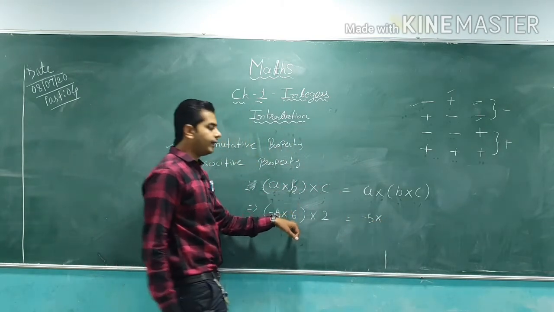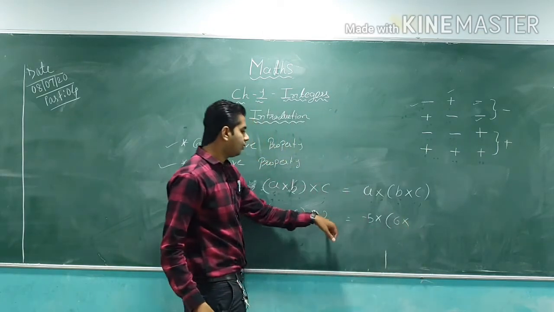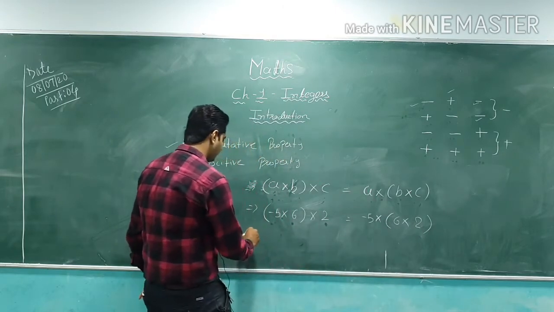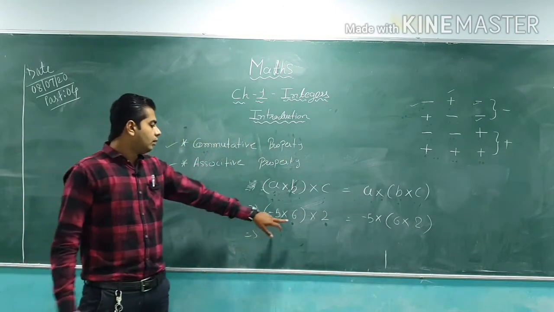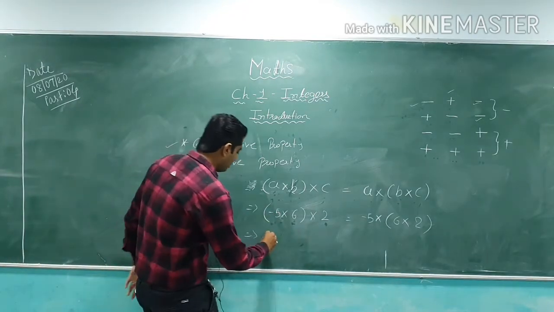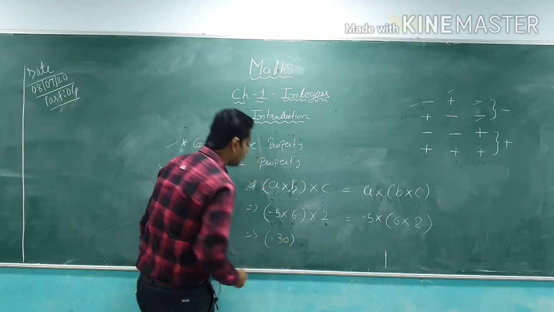B is what? 6, so put here in the bracket 6, and C is what? We took 2, so 2. Now first of all we will solve the bracket. 6 5s are 30, so 30, but the sign is minus.